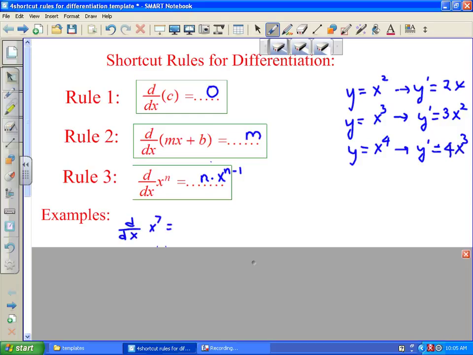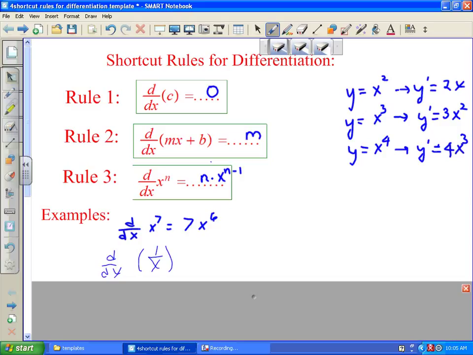Applying this rule that we just learned, a very basic rule, it's going to be 7 times x to the 6th. None of that long limit definition, much easier to do. What if we have this one? The derivative of 1 over x.